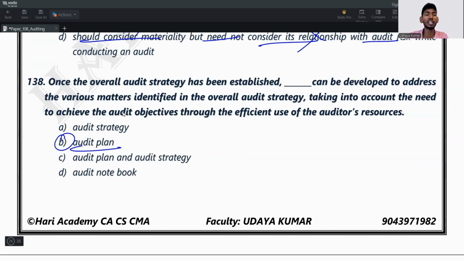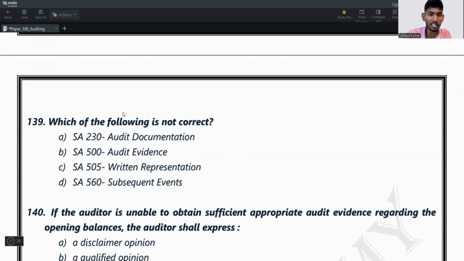Moving to question 139, which of the following is not correct? SA 230 audit documentation, that's right. SA 500 audit evidence, SA 505 or 5. Is that written representation? No, it's external confirmation. So option C is the right option because it is not correct. It is incorrect.